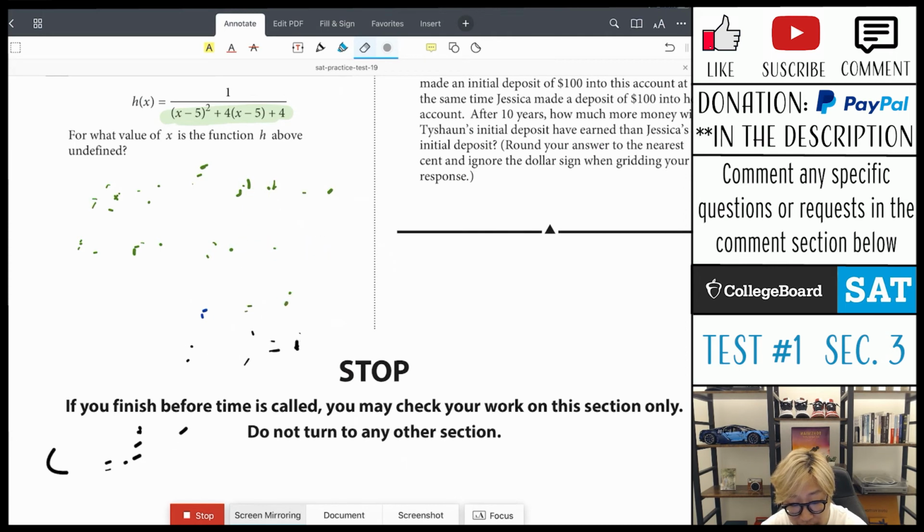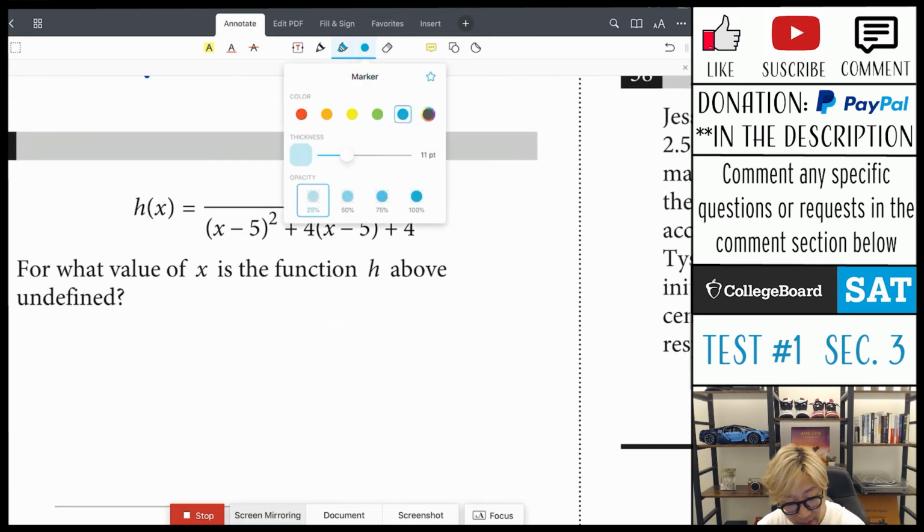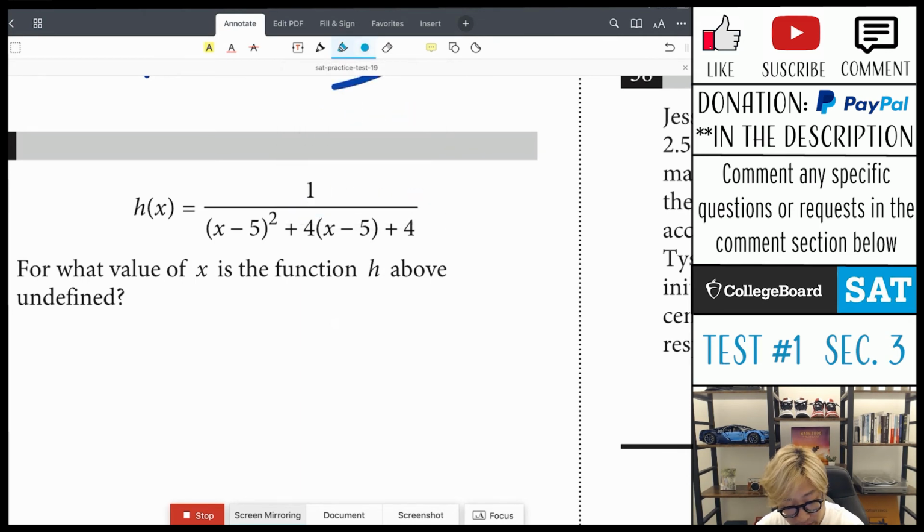I'll show you why. Take a look at it. Did you guys ever get suspicious about that x minus 5? Because look, that x minus 5 right here. Let me just do it in blue. X minus 5 and x minus 5 is kind of like right there.